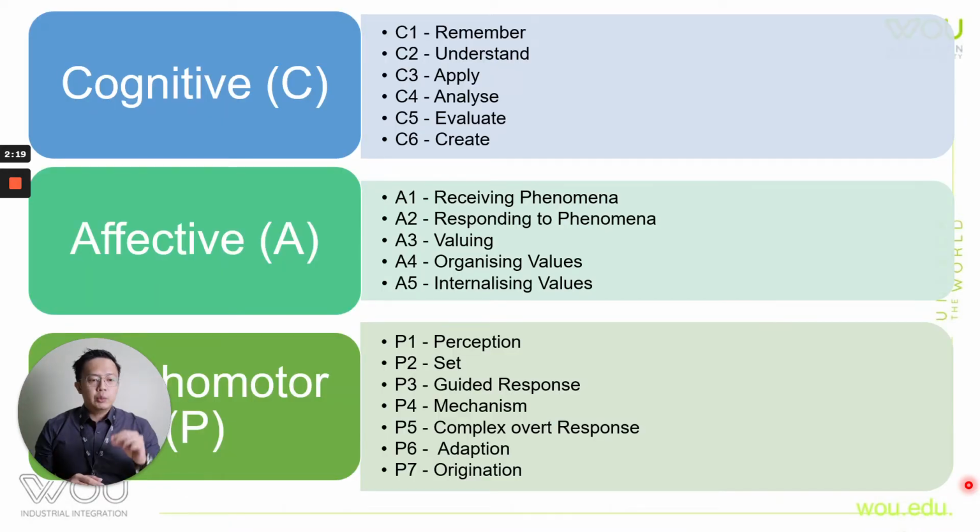So a quick recap. Learning domain consists of cognitive, affective, and psychomotor, and each domain has a few levels, from C1 until C6, A1 until A5, and P1 until P7 accordingly. So let's look at it one by one.